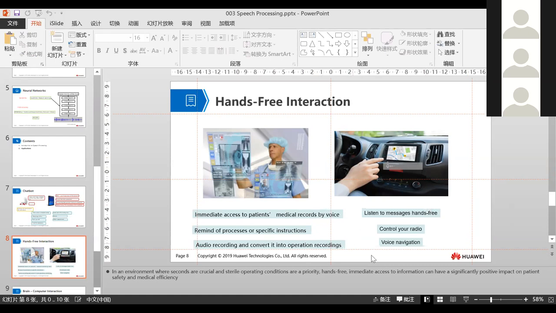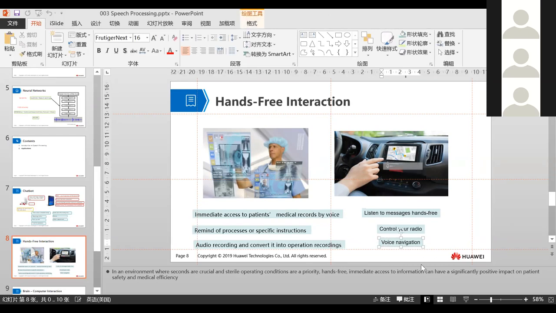Another application is self-driving cars. When we are driving a car, we can listen to some messages. These are hands-free: we listen to some messages, some guides, and we can control the map and the route by our voice, and it has voice navigation as an example of recognition.